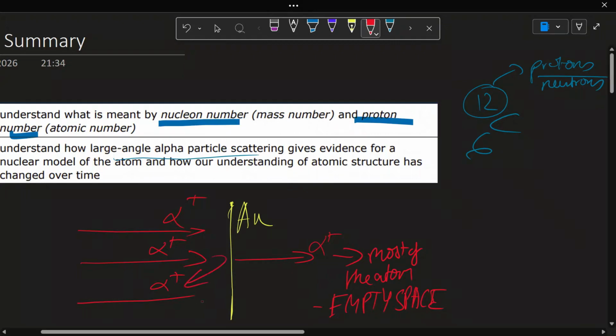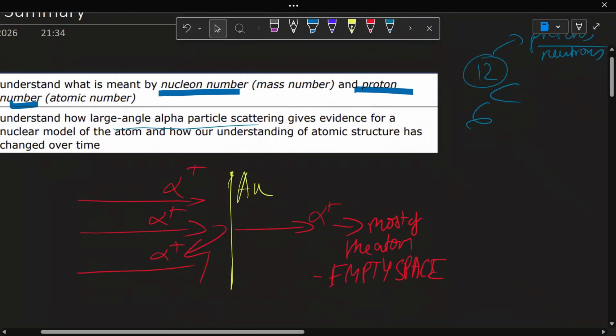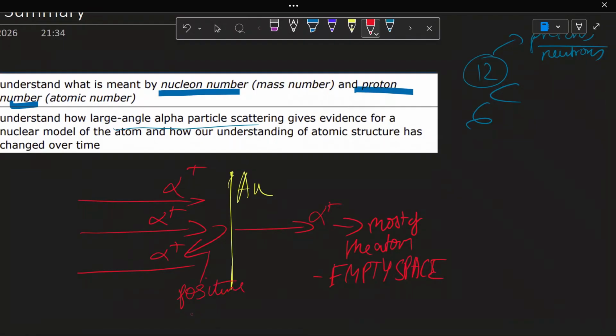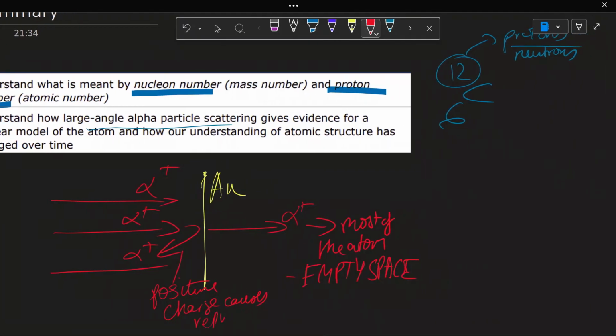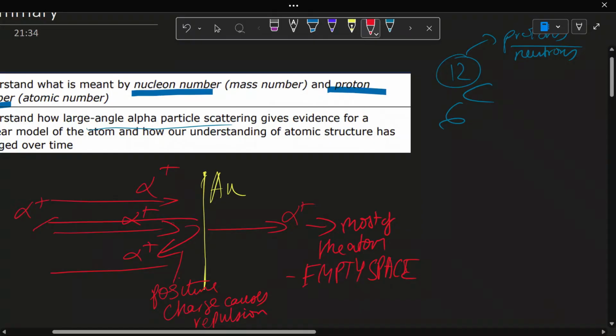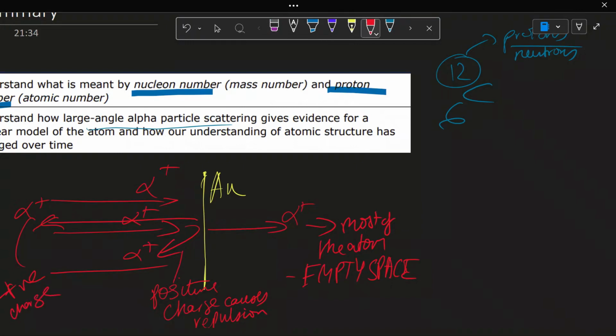Okay, a few of them were deflected, meaning that there was positive charge, which causes the repulsion. Finally, only a small fraction of the alpha particles were deflected straight back to large angles of deflection, meaning that there was this large concentration of positive charge in the middle. Positive charge concentrated in the center, which we now know as a nucleus.